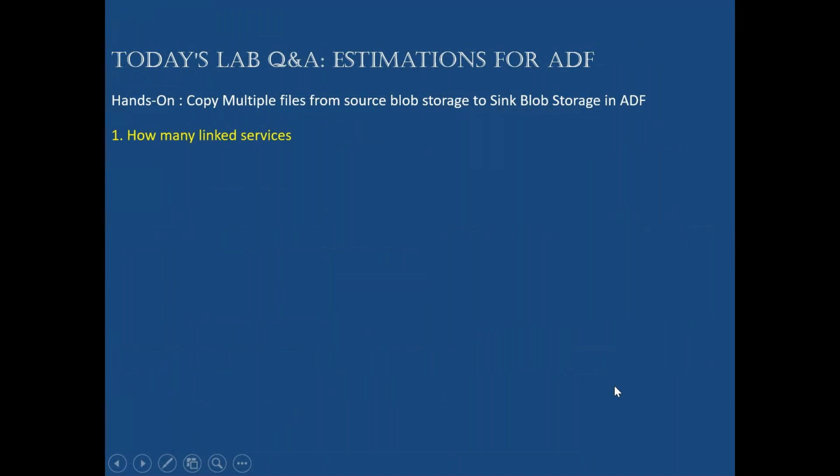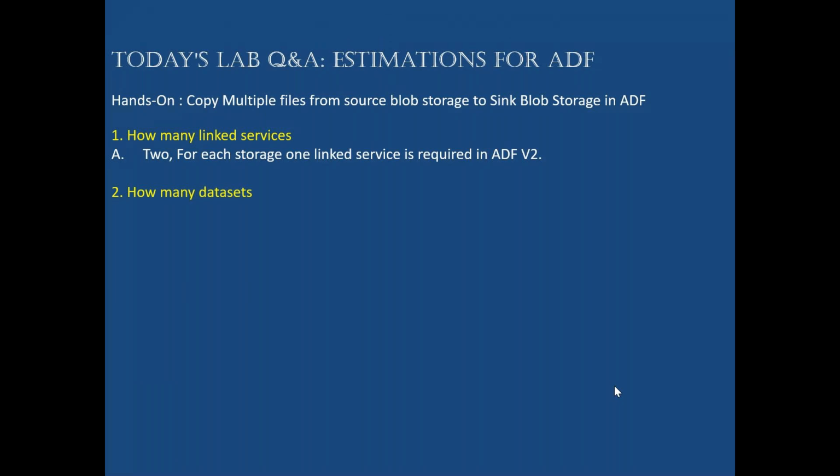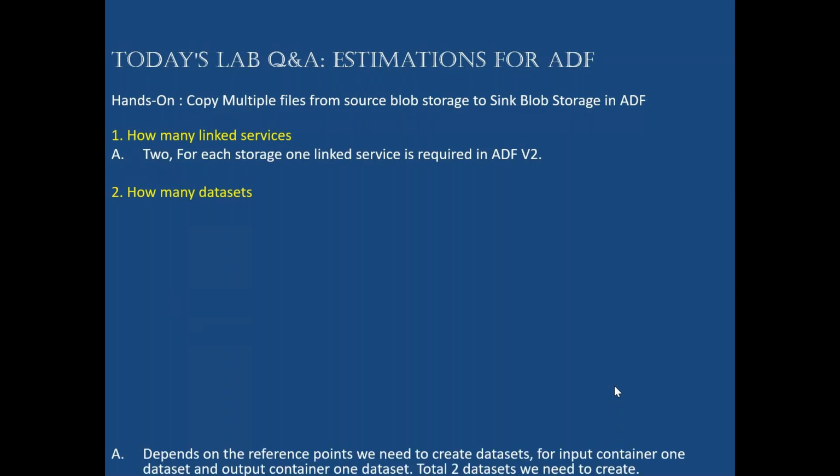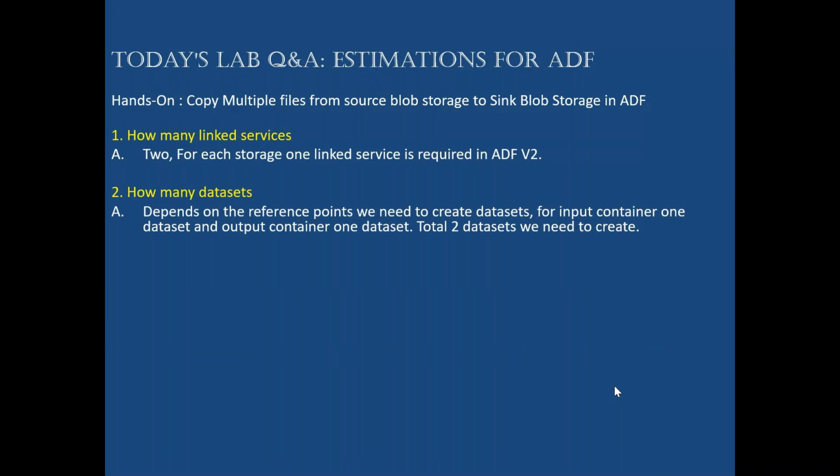So today's lab: how many linked services do we need, team, to copy one file or multiple files from source storage to target storage? Two linked services. Remember, whenever two storages are involved, we need two linked services. How many data sets do we need? Maybe you are not aware at this moment, but still remember, for all these labs, you need only two data sets. Very similar to yesterday, the same way you will create two data sets.